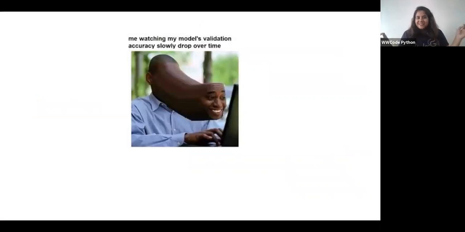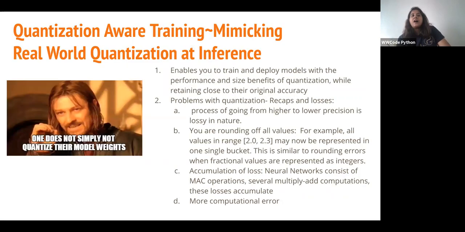But at the end of the day, what we end up seeing is that you do have accuracy drops that happen over time. So, how do I prevent that? This is where quantization aware training comes into play. This is very interesting, as we do realize that a lot of quantization techniques have precision loss.